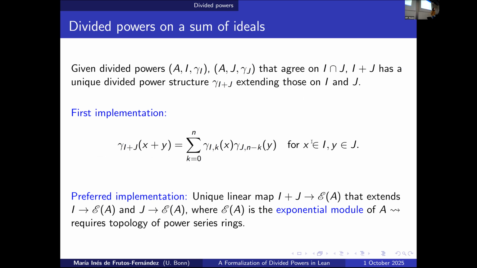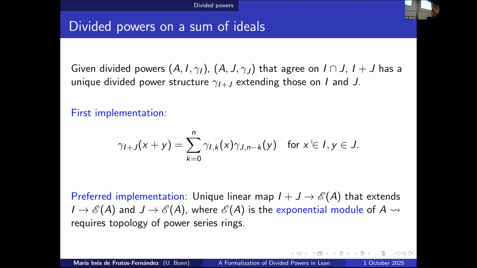The last interesting construction that I want to discuss is how to put a divided power structure on a sum of ideals. Suppose that we have two divided power structures on two ideals I and J of the ring A. And moreover, we know that these structures agree on the intersection of I and J. In this case, we can prove that the sum of the ideals has a unique divided power structure that extends both of the structures on I and J.